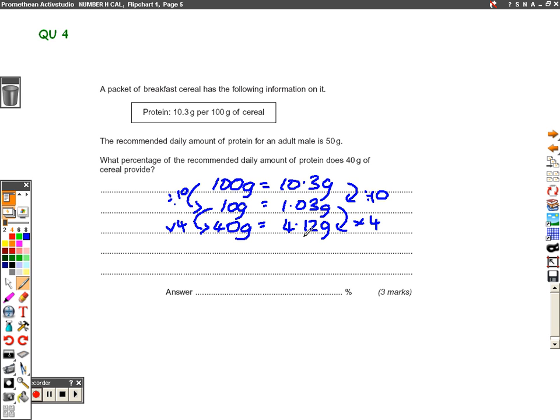Now, it's asking you what percentage of the daily recommended amount you get. You're getting 4.12 grams, you need 50 grams, and you need to convert that to a percentage, so out of 100. Double it up, 8.24%.